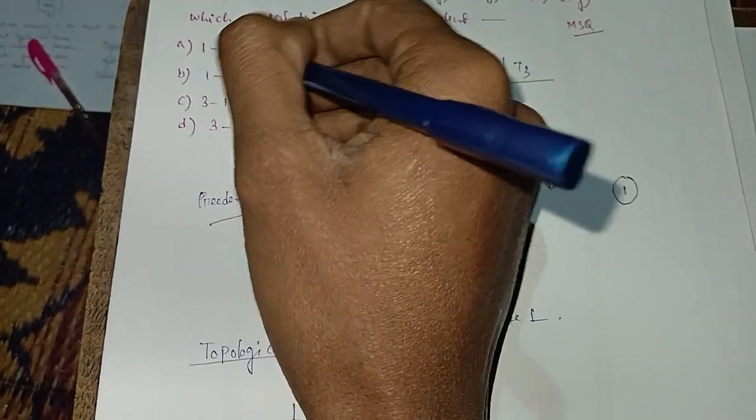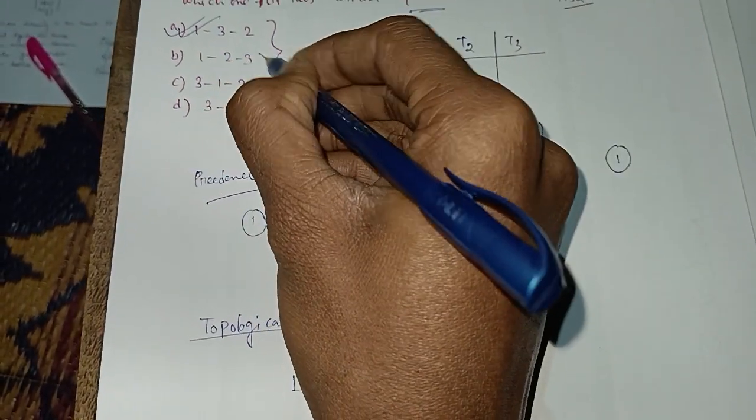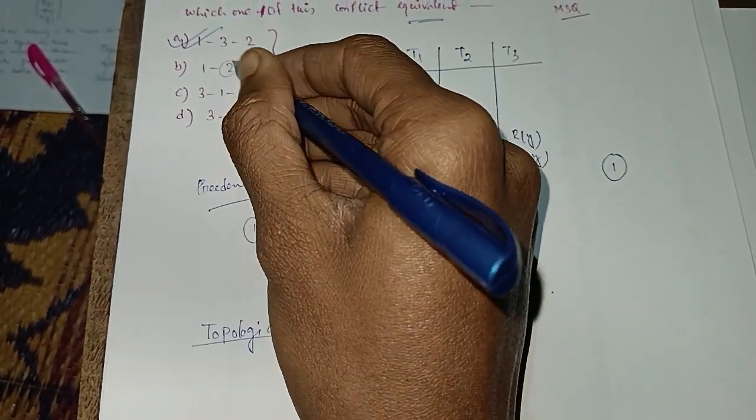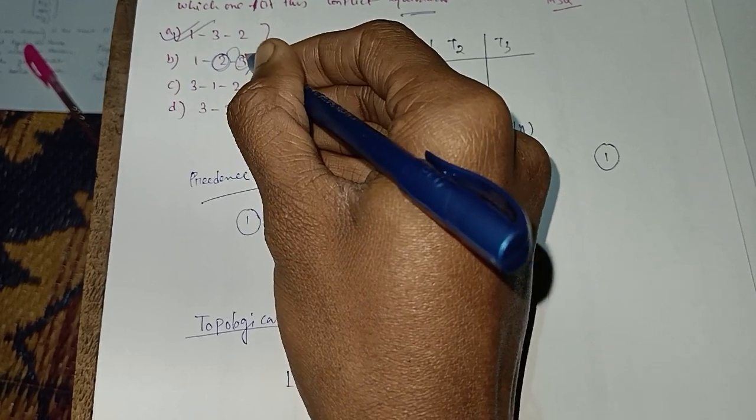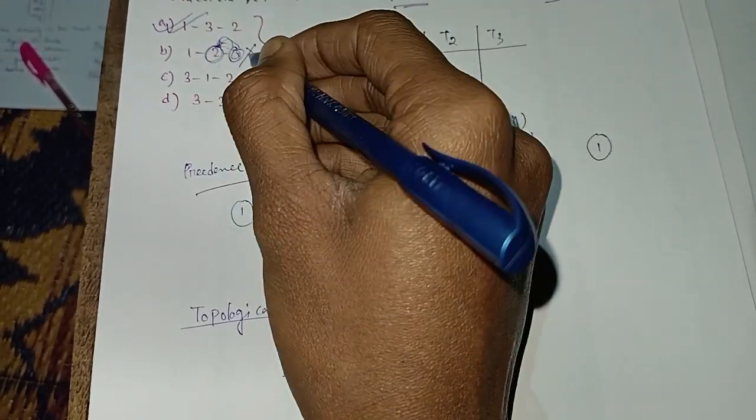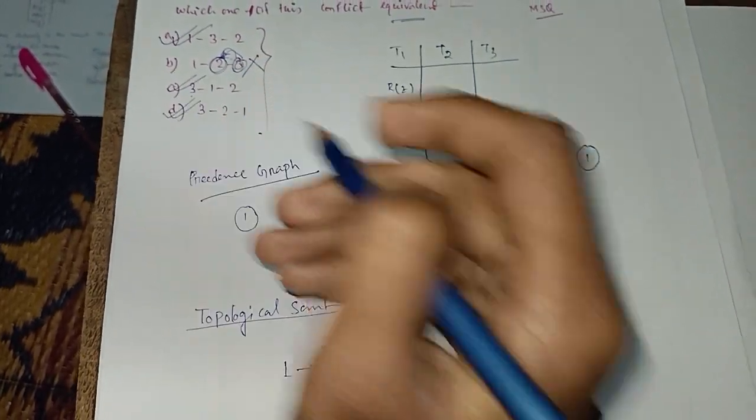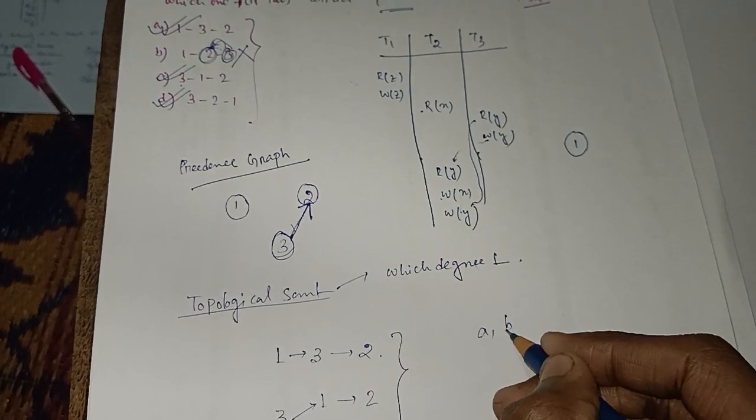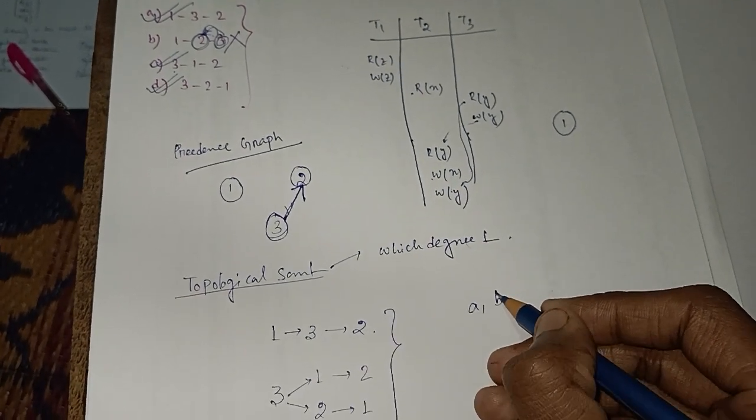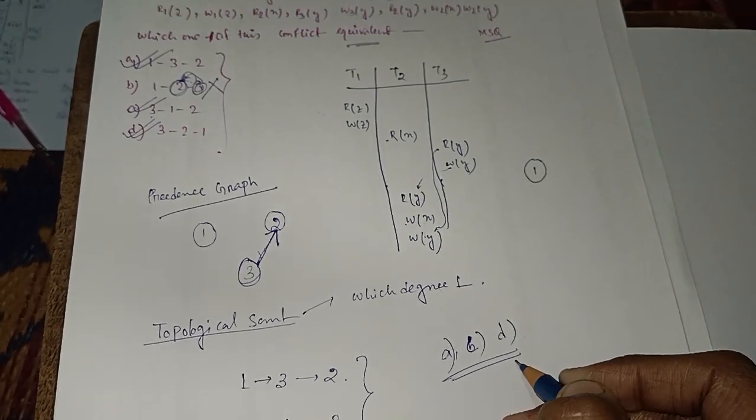From these options, 1, 3, 2 is correct. Option 1, 2, 3 is not accepted, because 3 is dependent on 2, so when completing 3 we have to apply 2, so it is not taken. 3, 1, 2 we have to take, and 3, 2, 1 is also correct. So the answer of this question is A, C, and D.